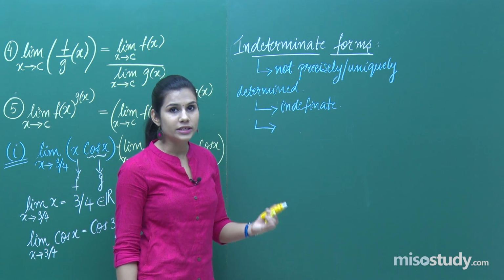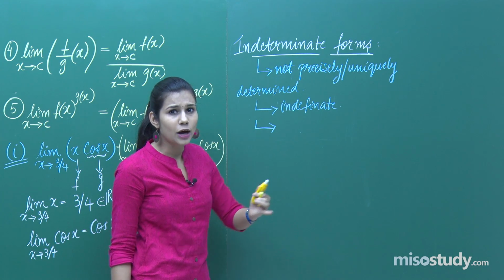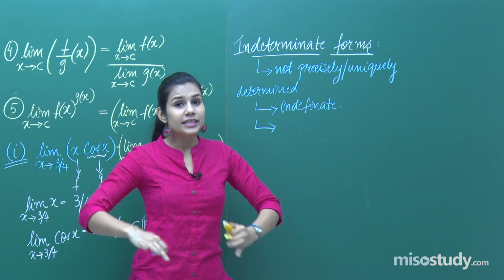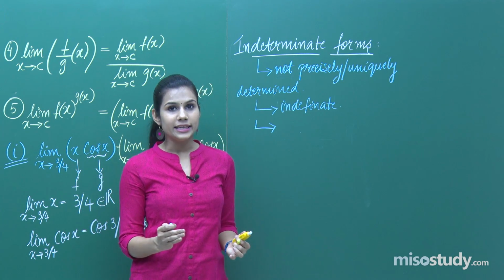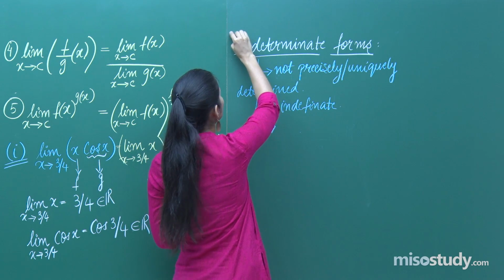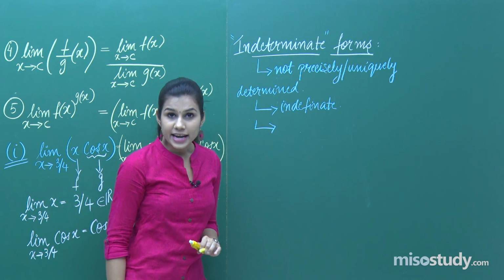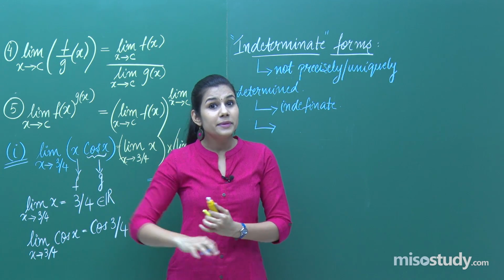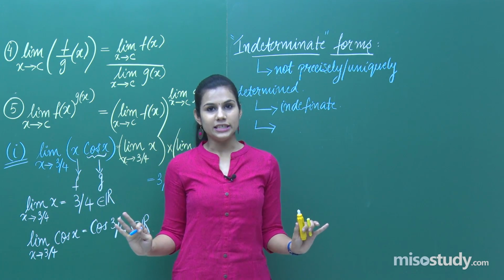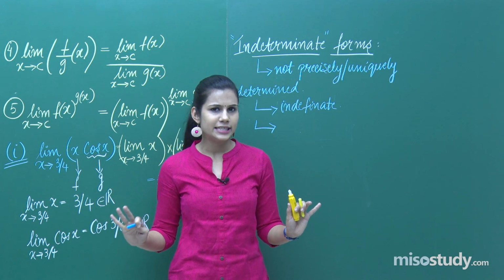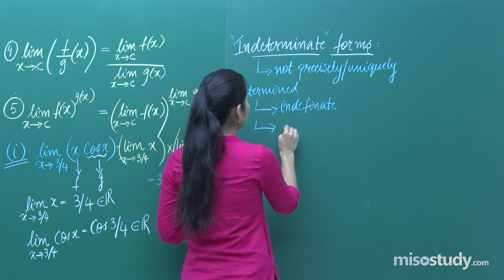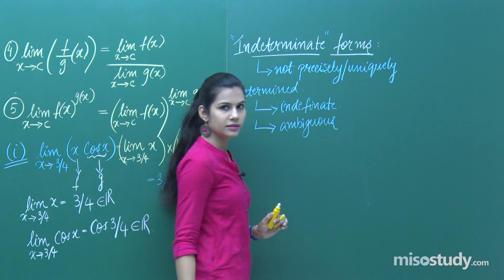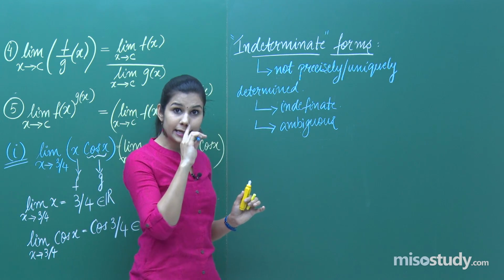indeterminate creates ambiguity. It creates a cloud of confusion, a cloud of doubt, because this is not a definite value. It is indefinite, it can change, it can vary, it can alter, and therefore ambiguity is something which is concerned with this word. Wherever there is indeterminate form arising, indeterminate situation arising, indeterminate condition arising, there is ambiguity involved. A lot of confusion, a lot of doubt gets created in that situation. So therefore, ambiguous, which means confusion, is also one of the synonyms of indeterminate.